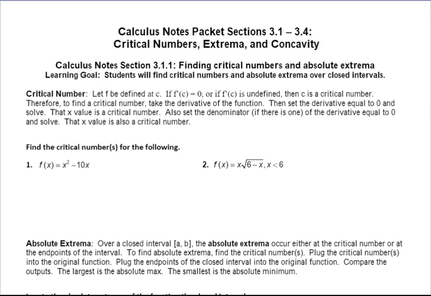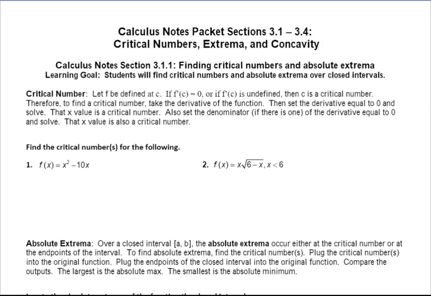Critical number: let f be defined at c. If f prime of c equals 0, or if f prime of c is undefined, then c is a critical number. Therefore, to find a critical number, take the derivative of the function, then set the derivative equal to 0 and solve. That x value is a critical number. Also, set the denominator, if there is one, of the derivative equal to 0 and solve. That x value is also a critical number.